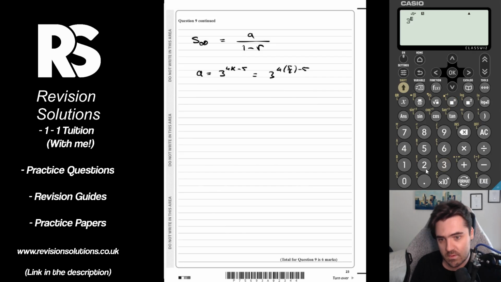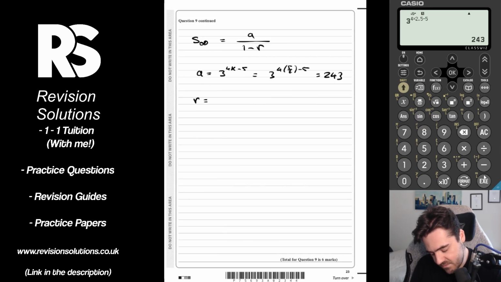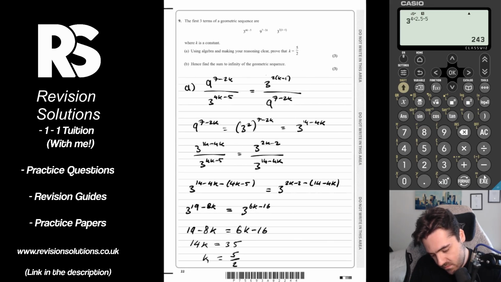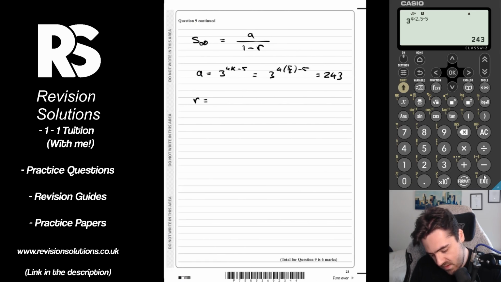Let's just plug that in the calculator to make things easy. 3 to the power of 4 times 2.5, which is 5 over 2, and then minus 5. So that's 243 for our first term. And then the r, we can do any of the ratios from before. So let's do 9 to the 7 minus 2k over our 3 to the 4k minus 5, which we've already worked out. It saves us a bit of work.